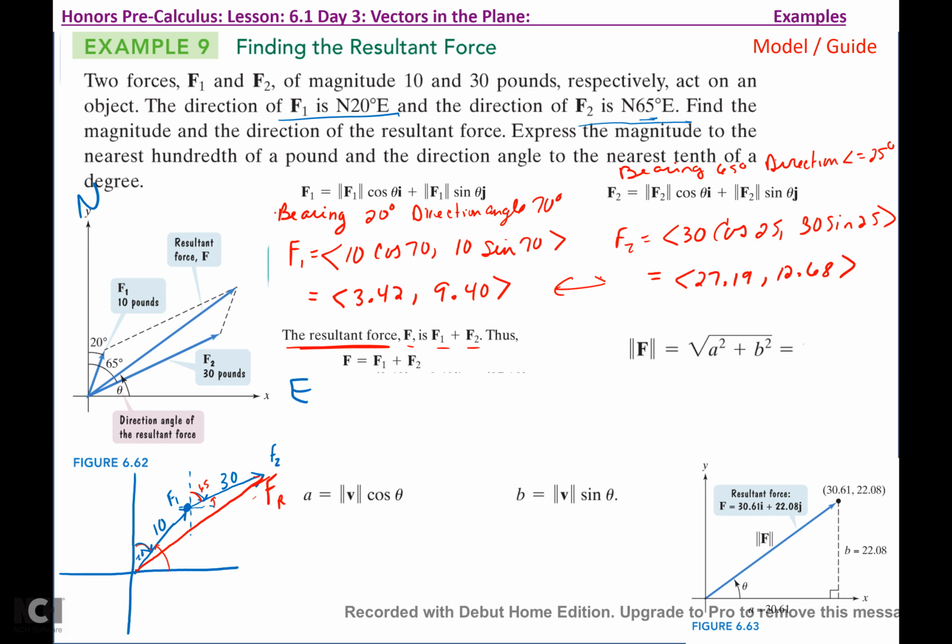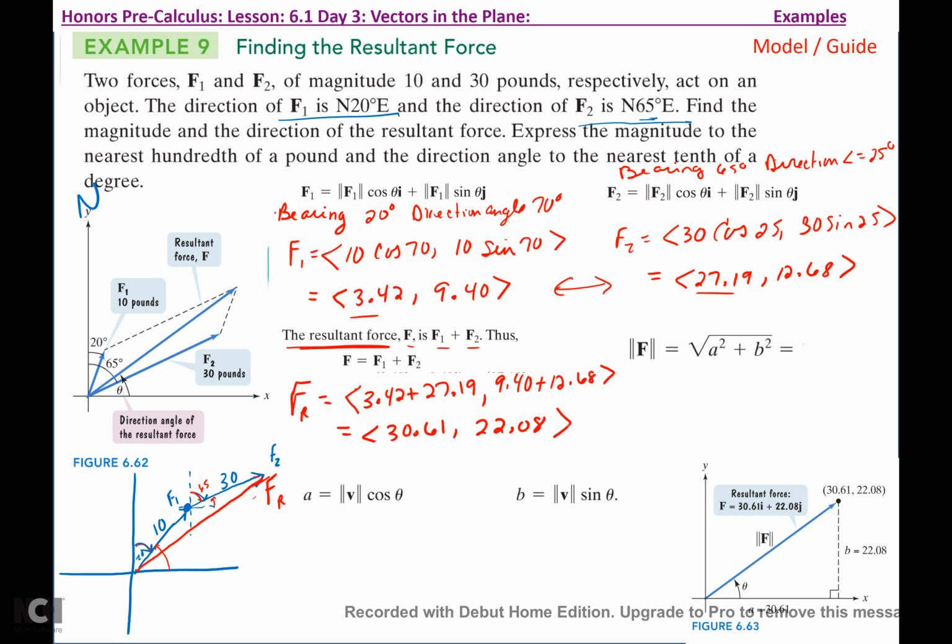add these two forces together. So my resultant force, I'm going to use that little R there, is going to be my force 1 plus my force 2. So I'm going to add these two. So 3.42 plus 27.19. And the y's, 9.40 plus 12.68. And that comes out to 30.61, comma, 22.08. Okay? So now, there's my resultant force.